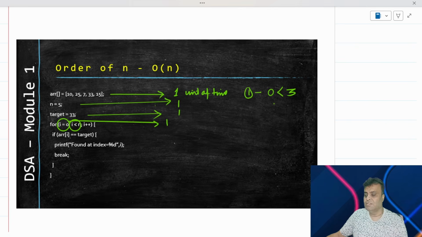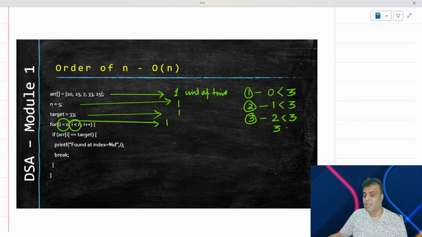The second time it enters the loop, it would have increased i. So i has become 1. It will check if i is less than 3. This is the second time it checks for that i less than n. Next time it enters the loop, it is trying to check if 2 is less than 3 because i has increased. So this is the third time it checks for that value.